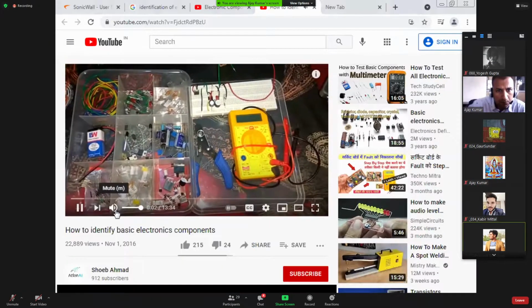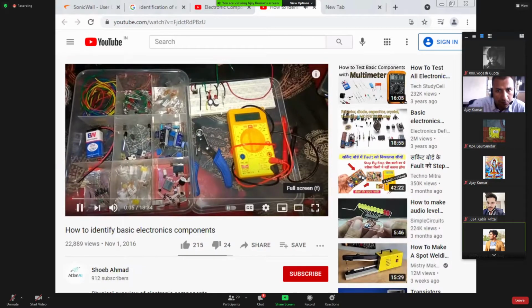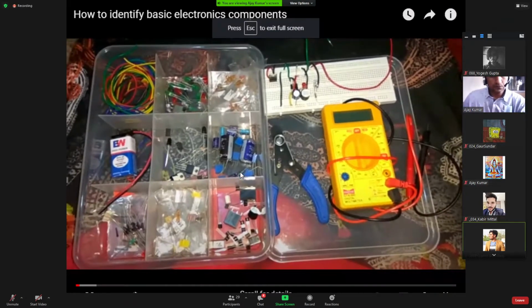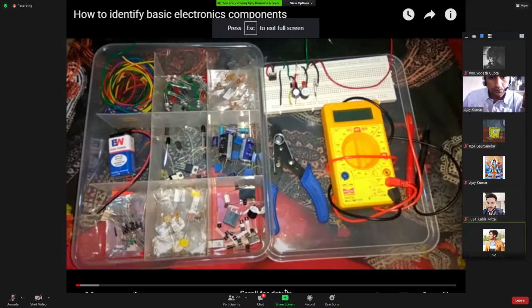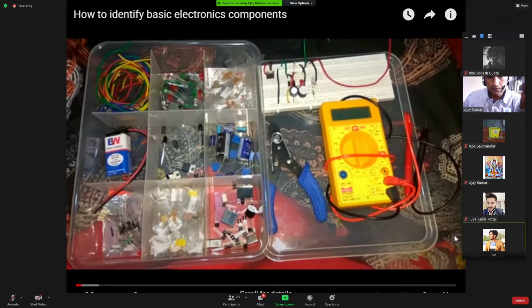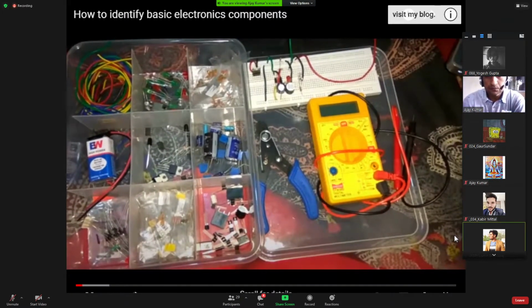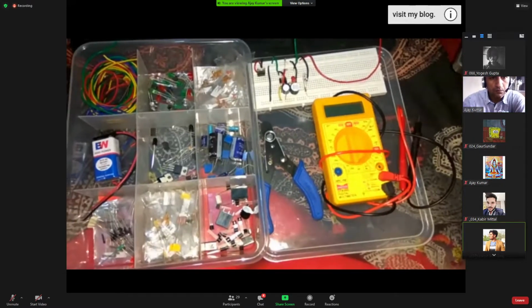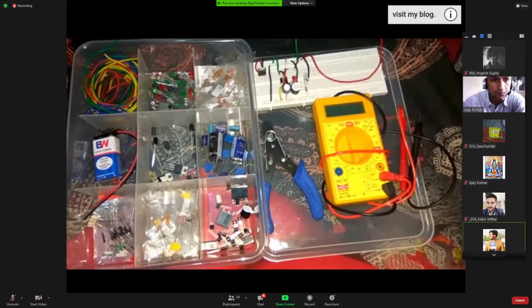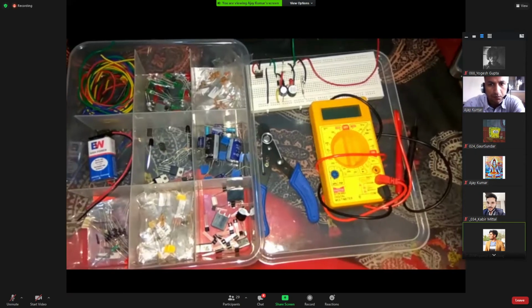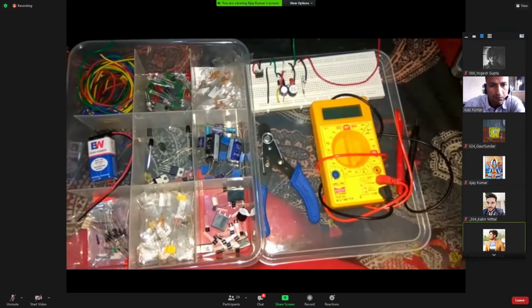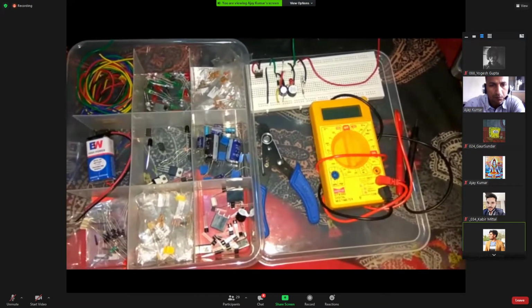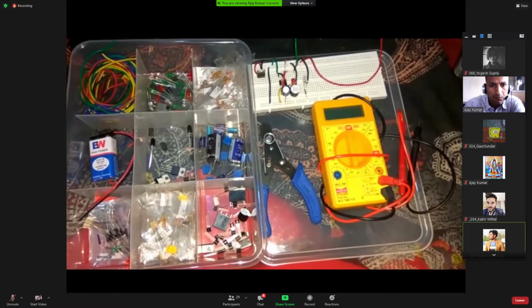My name is Shoaib Ahmed. I am an engineer, and I am from a very interesting engineering background called electronics and communication engineering, which is very common in India. But in spite of that, students are not aware of the physical overview of electronics components. So my tutorial is based on electronics components and their physical overview.